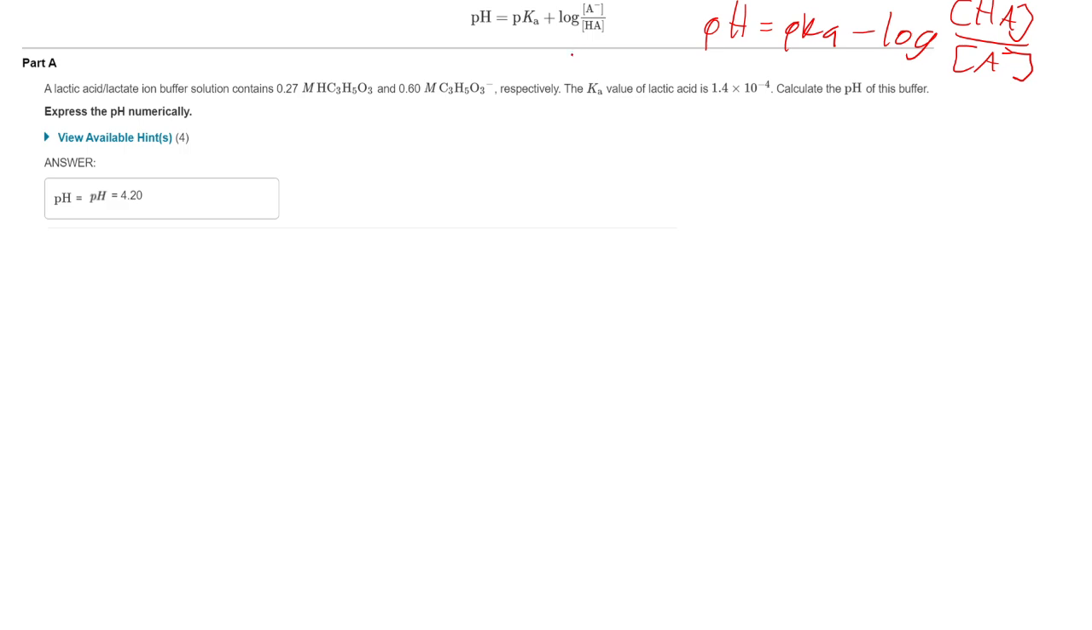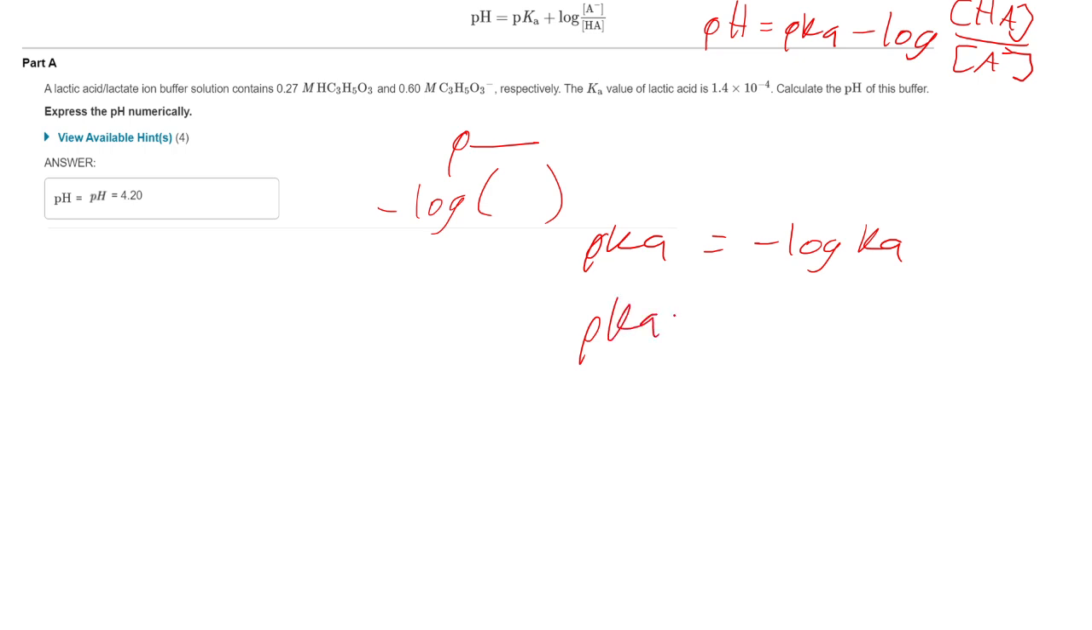That's it. So remember what a P is though. When you put P in front of something, what does that mean? Well, the P means negative log of, right? So you have a Ka value here. You need a pKa. And so you take the negative log of your Ka, and that gives you your pKa. So our pKa, which we need in that Henderson-Hasselbalch, is going to be the negative log of the 1.4 times 10 to the negative 4th. That's our Ka.